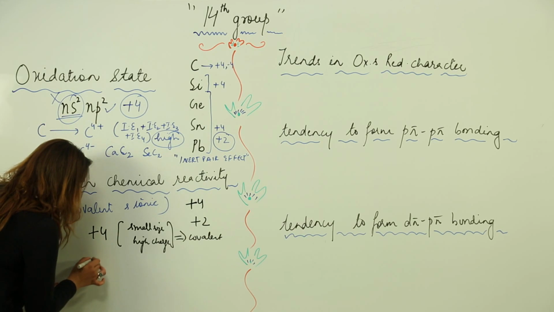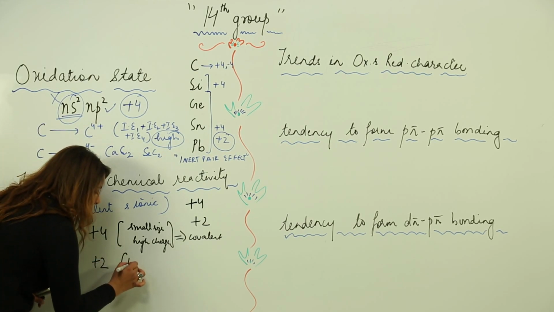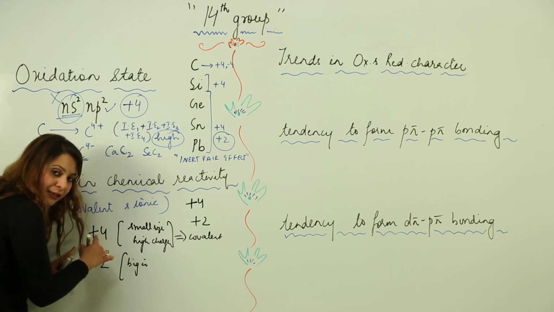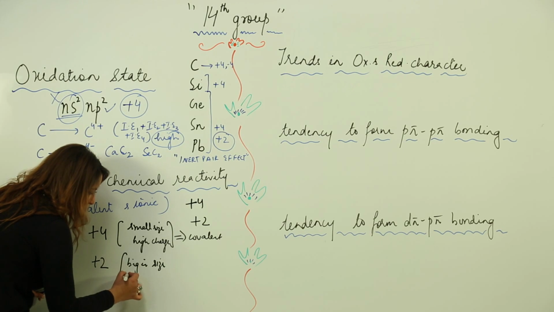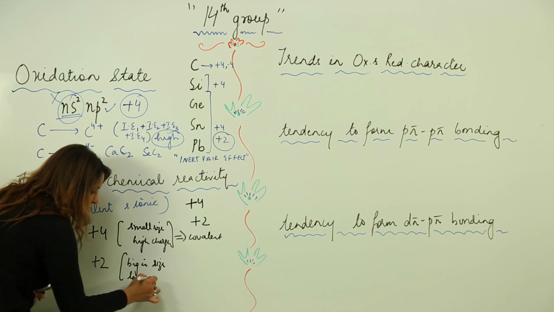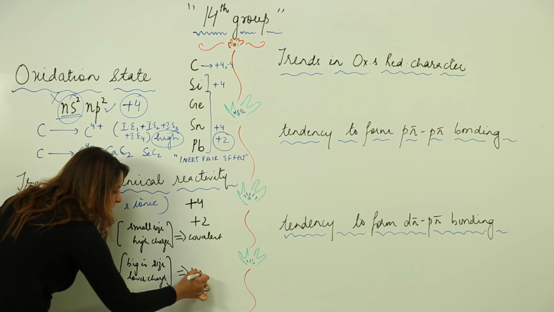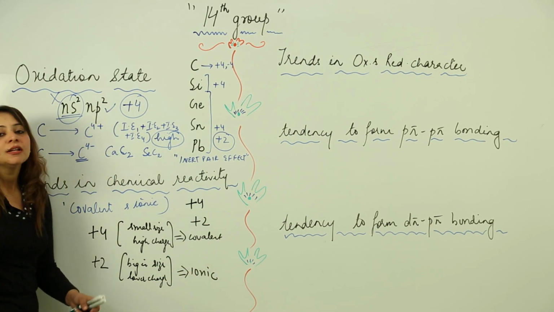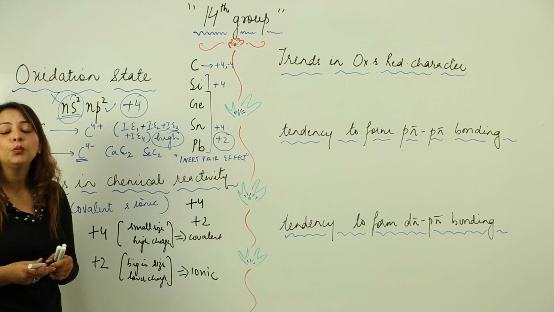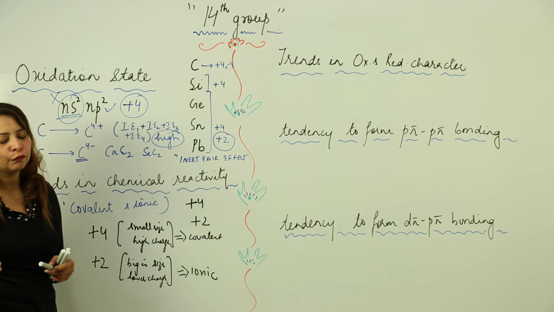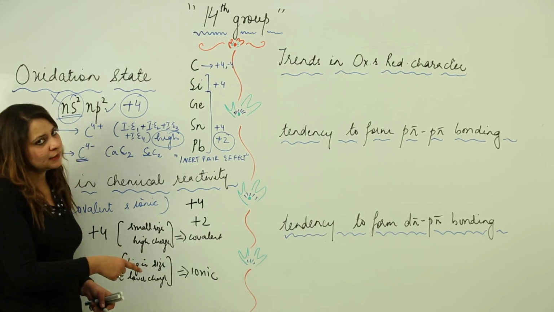But when they are using the +2 oxidation state, they are comparatively big in size. If we compare with +4, they are comparatively big in size, and they have comparatively lower charge. So therefore, which type of bonding is favorable here? The ionic. So that means they form covalent also, they form ionic also, but that totally depends on which oxidation state they are making use of. If it is +4, then it is covalent. If it is +2, then it is ionic.